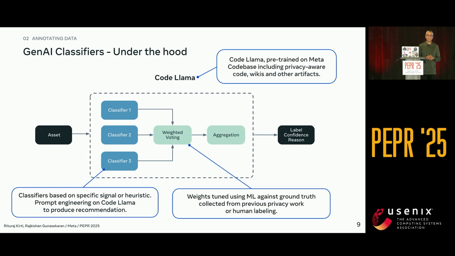We have Code Lemma, which is trained on Meta's code base, as well as our documentation sources. We use prompt engineering to create classifiers for different types of signals. These then get combined using weights to give us a predicted result. We use prior ground truth as well as ongoing feedback from the recommendations to keep fine-tuning the models.